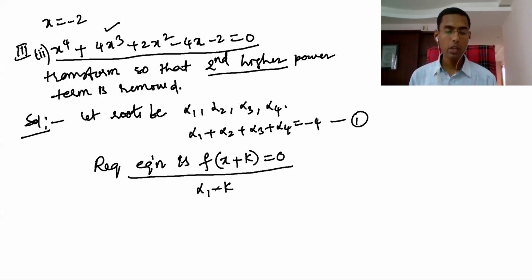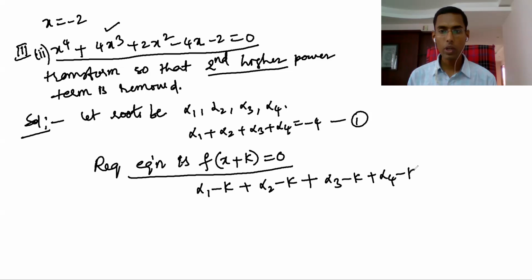I am writing: alpha 1 minus k plus alpha 2 minus k plus alpha 3 minus k plus alpha 4 minus k. Why? Because translated by minus k, therefore the equation becomes f of x plus k equal to 0. This is the sum of the roots. Sum of the roots means second highest power. For this required equation, the second highest power should be 0. That means the sum of the roots must be 0.